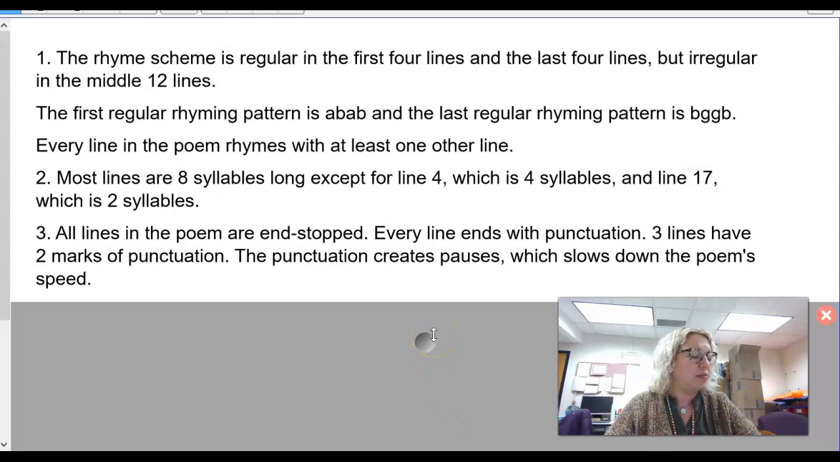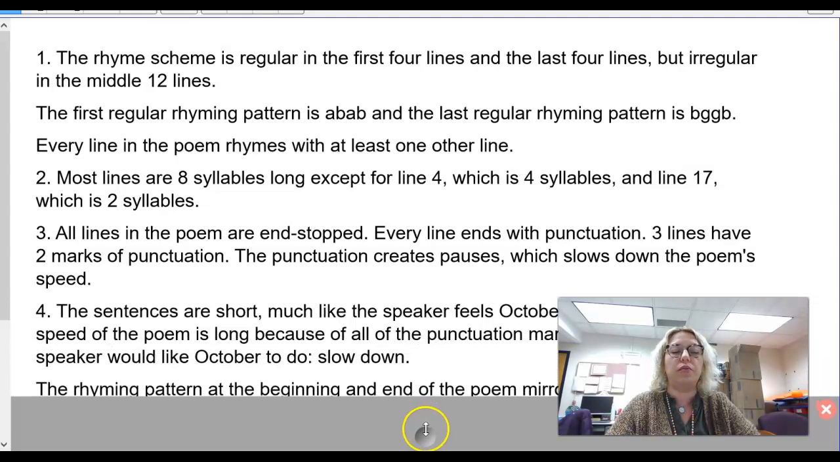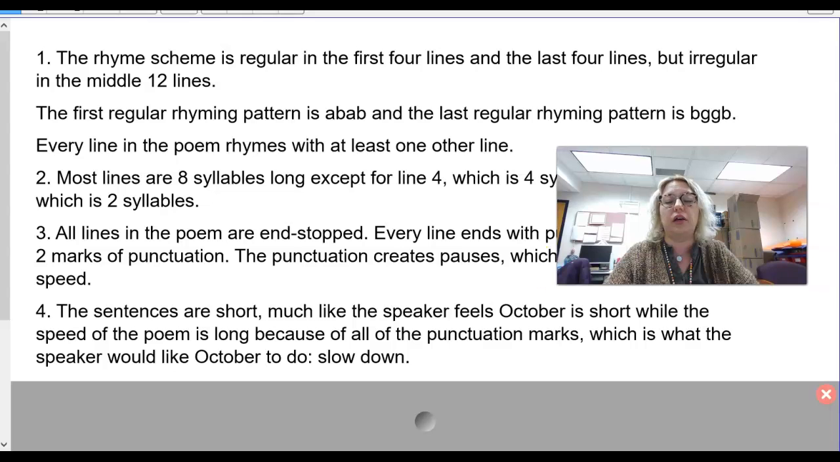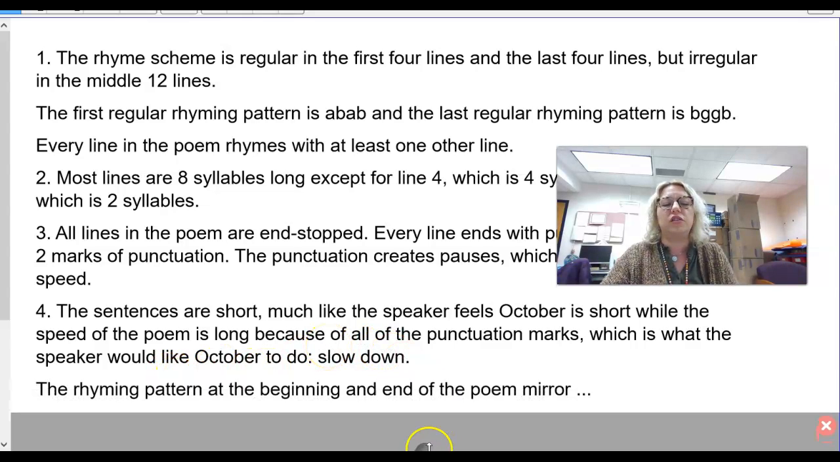Number 4, how does rhyme and line structure mirror the content of the poem? Well, I'm actually going to start with the line structure here and say that the sentences are short, much like the speaker feels October is short, while the speed of the poem is long because of all of the punctuation marks, which is what the speaker would like October to do, slow down. So here I'm moving to evaluation. I'm looking at how this pattern affects the reader, and I'm looking specifically at how it connects to what it is about, content.